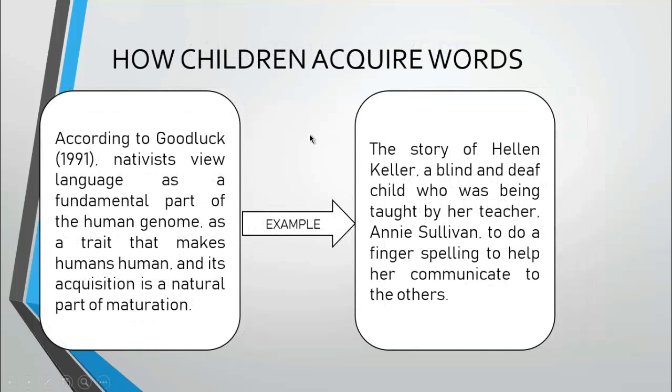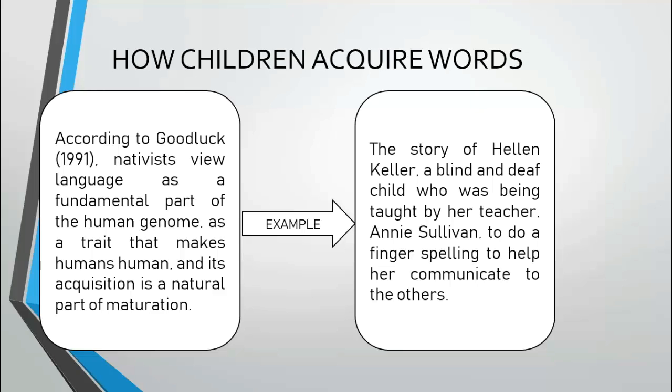Hello, my name is Wira. I will explain about how children acquire words. According to Goodluck, 1991, nativists view language as a fundamental part of the human genome, as a trait that makes humans human, and its acquisition is a natural part of maturation.